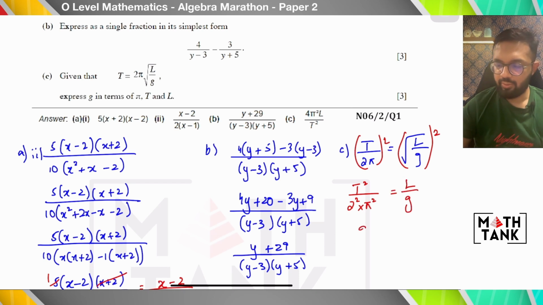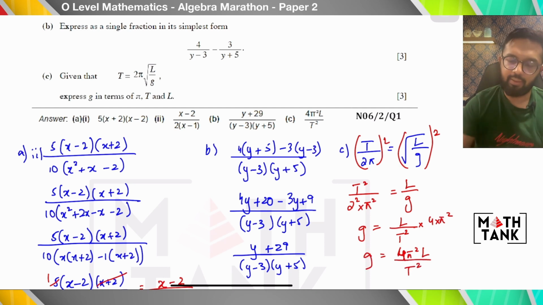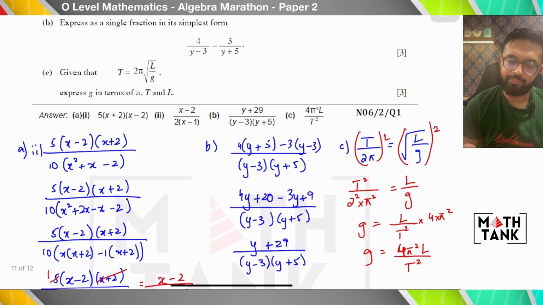So I can bring g to this side and take a reciprocal to bring all of these on the other side. 4 into pi squared. So this becomes 4 pi squared L over t squared equals g. So I've switched the places. I've brought g up here and moved this down there and moved this up here.